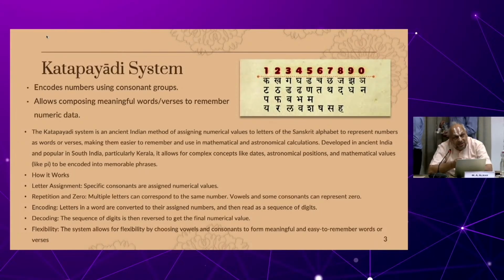So how does it work? Letter assignment: specific consonants are assigned numerical values, as I have shown in the table. Repetitions and 0: multiple letters can correspond to the same number. Vowels and some consonants can represent 0. Letters in a word are converted to their assigned numbers and then read as a sequence of digits. The sequence of digits is then reversed to get the final numerical value. And the system allows for flexibility by choosing vowels and consonants to form meaningful and easy to remember words or verses.